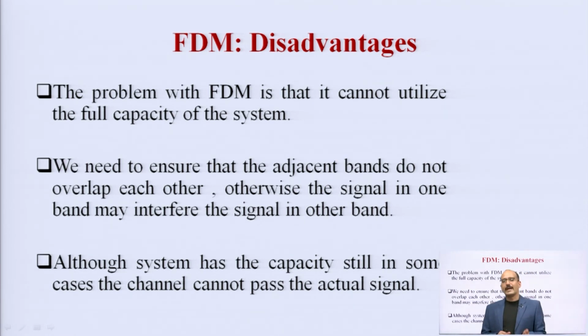It means the main disadvantage of FDM systems is that it cannot utilize the full capacity of the system, because the main bandwidth is divided among various users including the guard band. Also, we need to ensure that adjacent bands do not overlap each other, otherwise the signal in one band may interfere with the signal in the other.